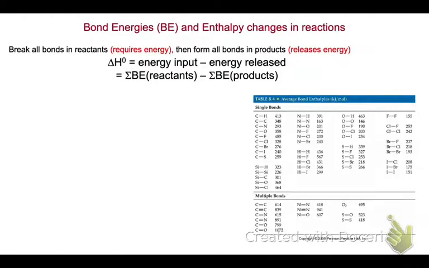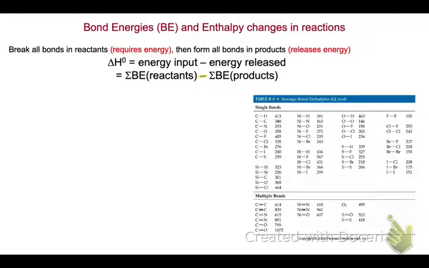So the way I'm going to calculate that, if I go to the table, again, what does the table have? What it takes to break. Which bonds am I breaking? Reactants. So I sum the bond energy of the reactants, and then I also sum the bond energy of the products. However, for products, the bonds are being made. That's why I put the negative sign before them, right? Because for products, the bonds are being formed, being made, not being broken.